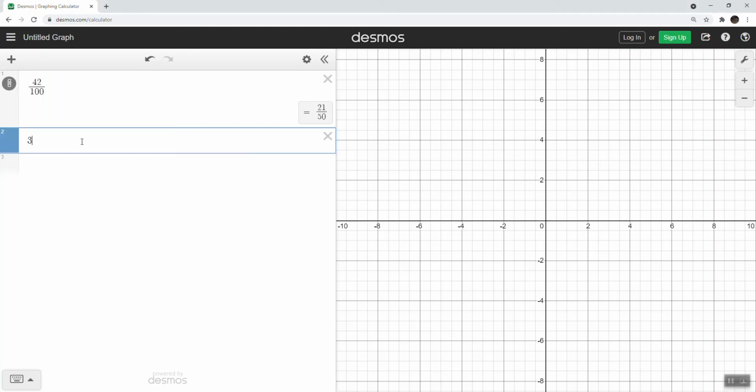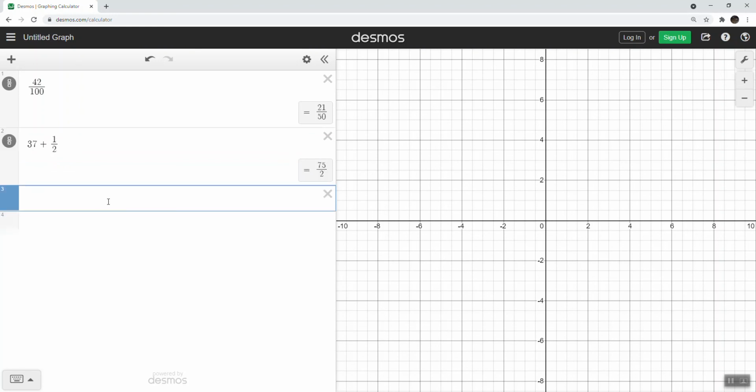Take that 37 plus 1/2, type it into Desmos. There's that mess. Convert it to its fraction. Hey, there's the 75/2, but remember this is still a percent. So let's do 75/2 and divide it by 100. Shazam. Oh, wait a minute. That's our decimal. We wanted this as a fraction. Click the fraction button. There it is.